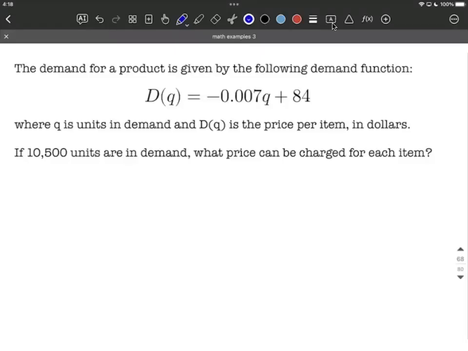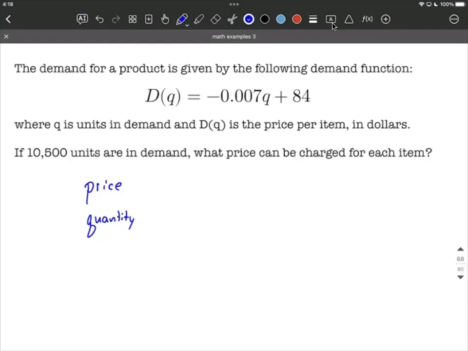On this problem, we're given a demand function, and we're told that Q is the number of units in demand, and D of Q is the price per item in dollars. With a demand function, we want to be a little bit careful. Demand functions always connect together price and quantity, but sometimes they're set up that Q is the independent variable, and sometimes they're set up that P is the independent variable. So it's not always super easy to deal with these. Let's go ahead and identify which is which in our case.